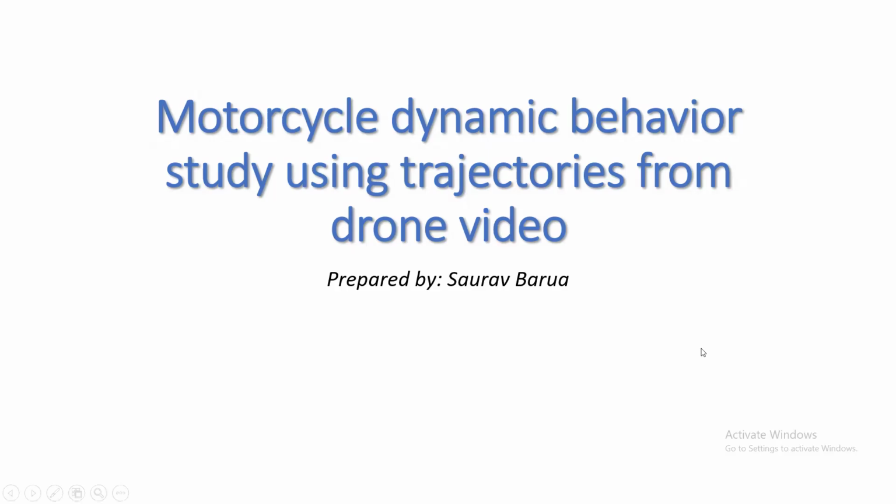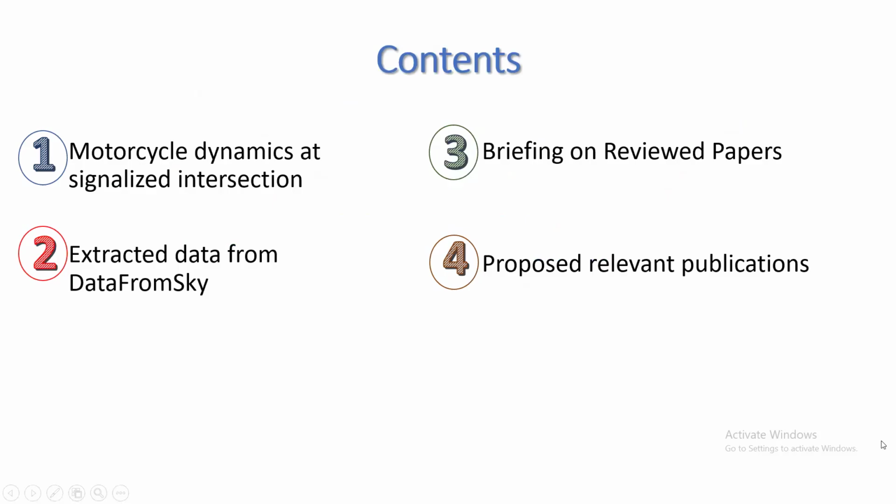So my content covers four parts. Firstly, I will talk about motorcycle dynamics and its characteristics at signalized intersection. Then I will discuss data extraction and analysis from data from Sky app.